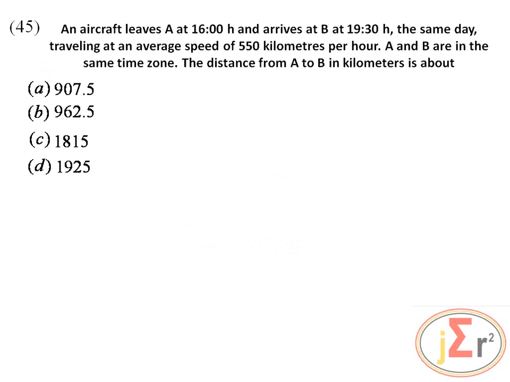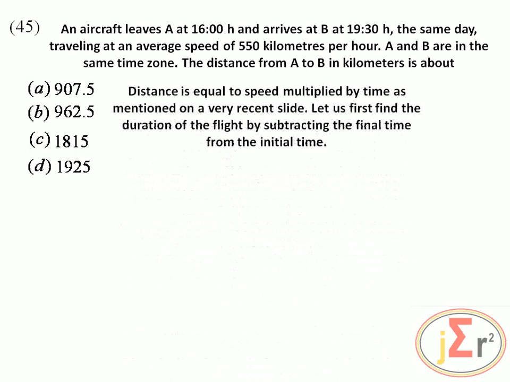An aircraft leaves A at 1600 hours and arrives at B at 1930 hours the same day, traveling at an average speed of 550 kilometers per hour. A and B are in the same time zone. The distance from A to B in kilometers is about what? It's just a matter of solving the same kind of problem that we have just solved, but we need to work out the time. The distance is equal to the speed multiplied by time, as mentioned on a very recent slide.